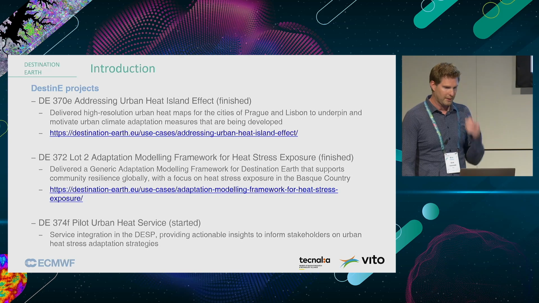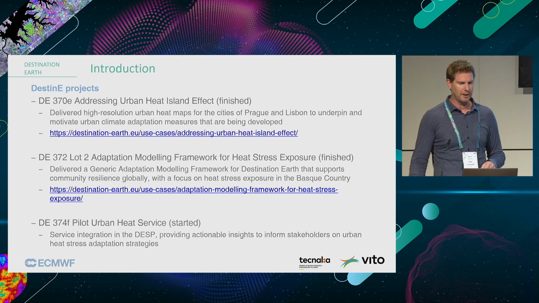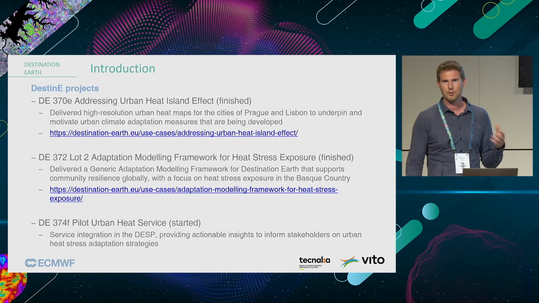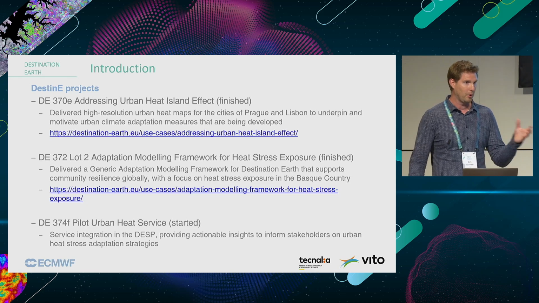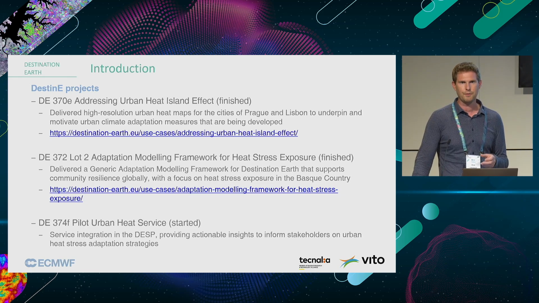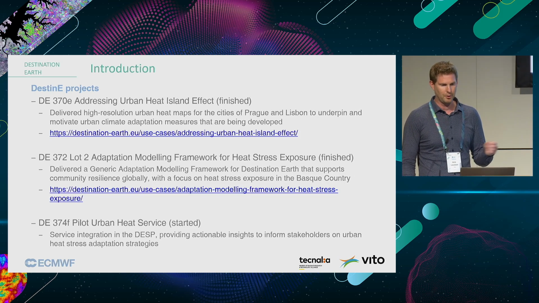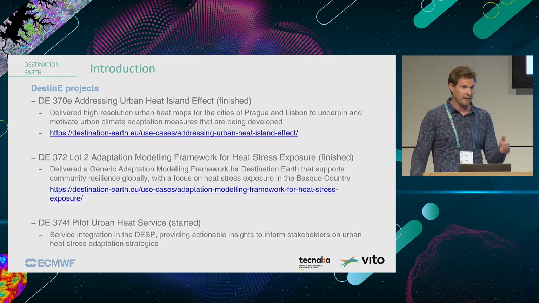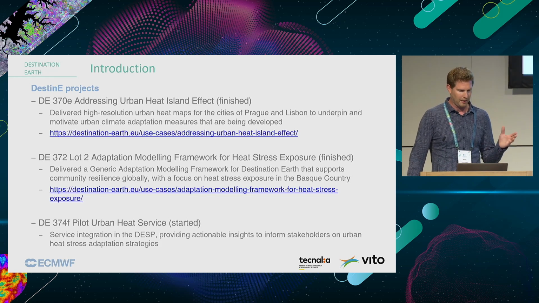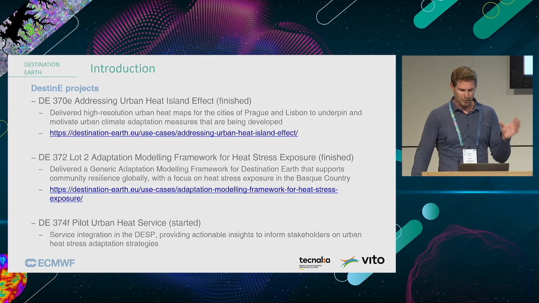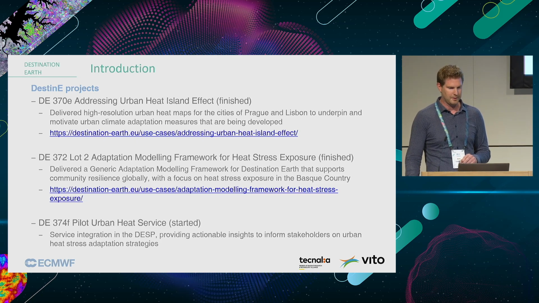The first project we did delivered 100-meter resolution urban heat stress indicator maps for the demonstration cities of Prague and Lisbon. We also looked at the impact of a range of heat stress adaptation measures using climate information from the climate digital twin. The second project, which was led by Tecnalia, delivered a more generic adaptation modeling framework, again focusing on heat stress. This project focused on the Basque Country in Spain.